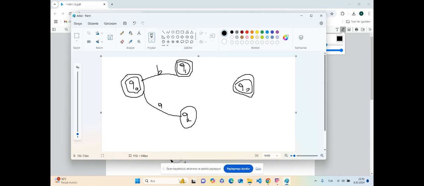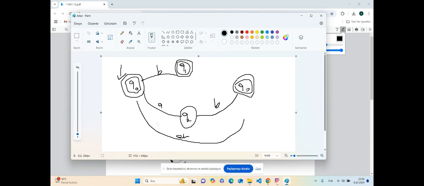How? This is the initial state, right? We are starting from Q0 and transition to Q2 and Q3. This is an A, and this is a B. Okay, this is AB.